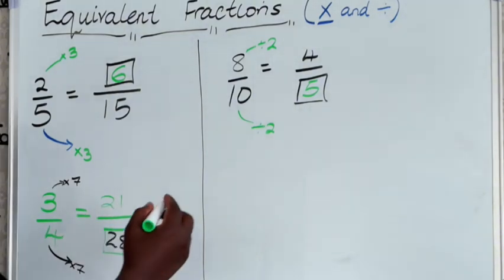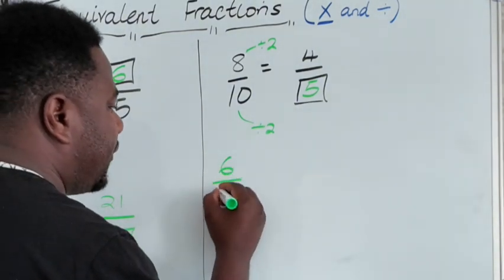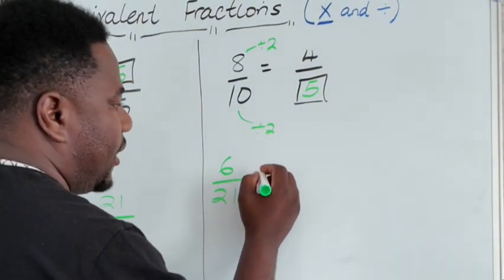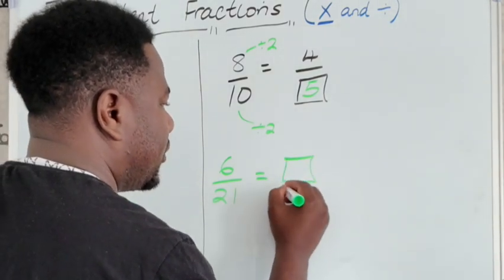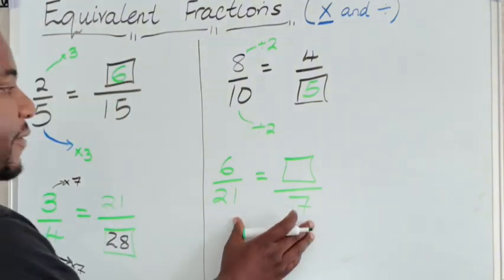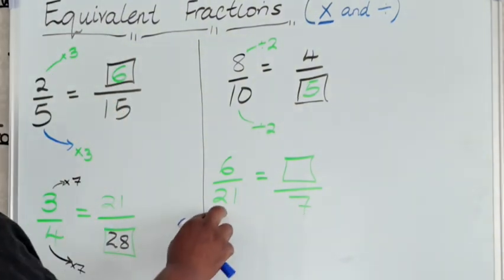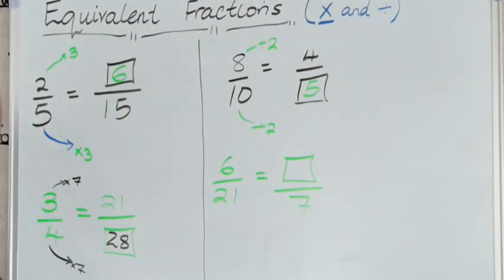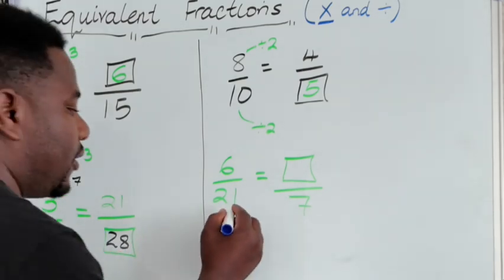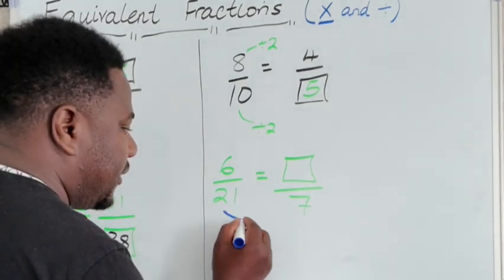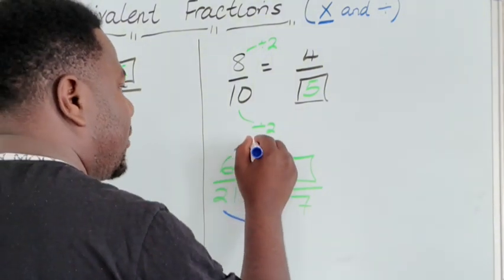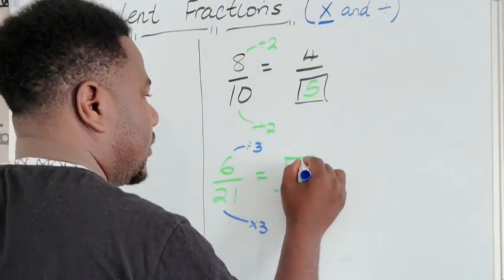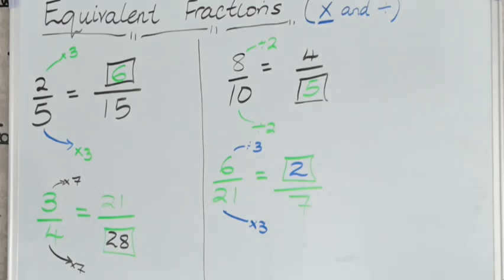Right. They can also give you 6 over 21 like this, which is equal to something in the box there over 7. We're given both denominators. So you're going to say 21 divided by what gives us 7. So we're now going to say this is divided by 3 to get to 7. So we're also going to divide that one by 3, which gives us 2. So our equivalent fraction is 2 over 7.